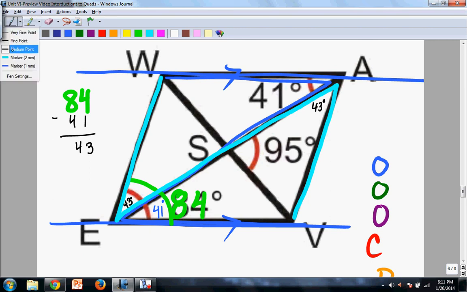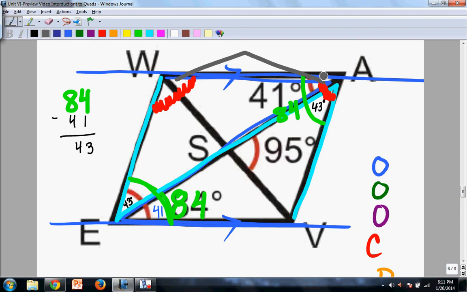Let's see what else we can know. We also know that opposite angles are congruent. So right here, if this is 84, this whole thing is 84. And we see here that consecutive angles are supplementary, which means this angle here, 84, and this angle right here have to add up to 180 degrees. Consecutive angles add up to 180 degrees.